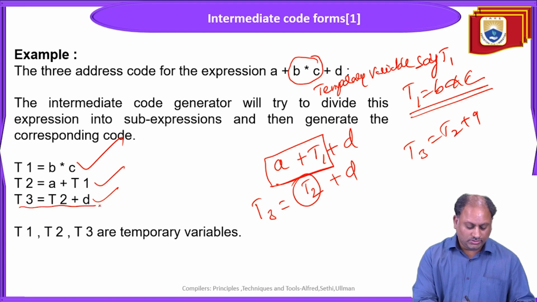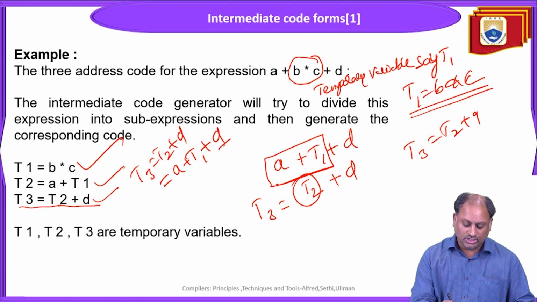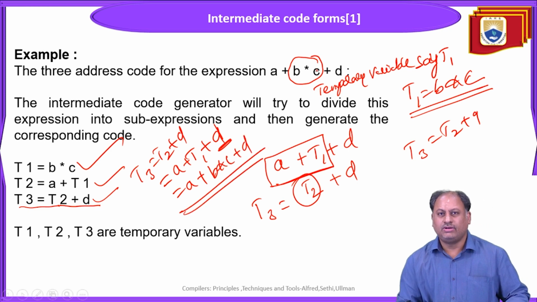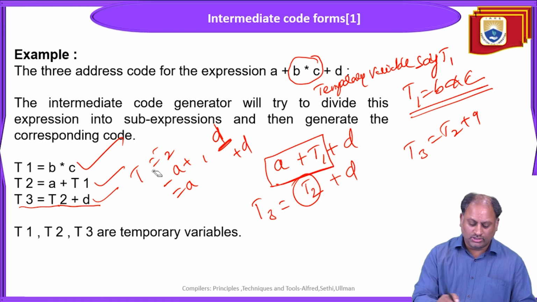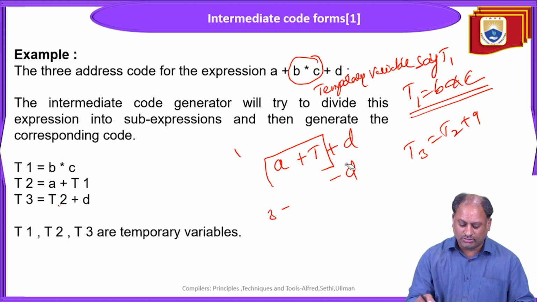Now T3, T2. What is T2 here? T3 equal to T2 plus D, T2 equal to A plus T1. Now D is already available. What is T1? T1 equal to B star C. So what is the final expression? That is A plus B star C plus D. But we are going to break down the expression into simple notations by using the temporaries.